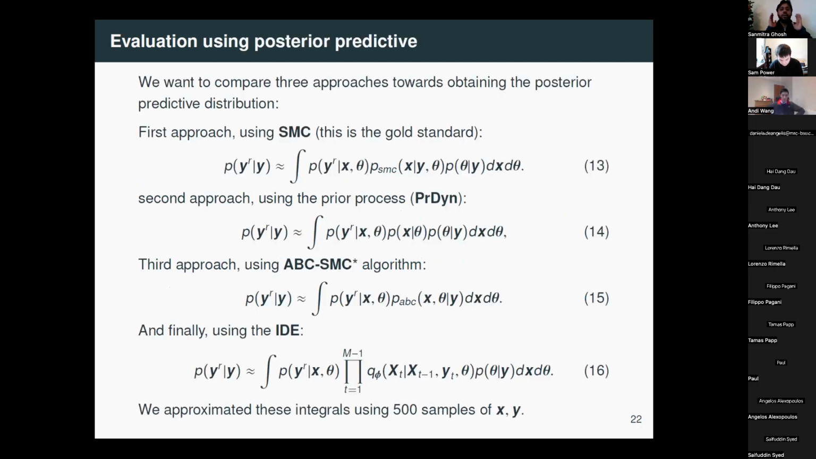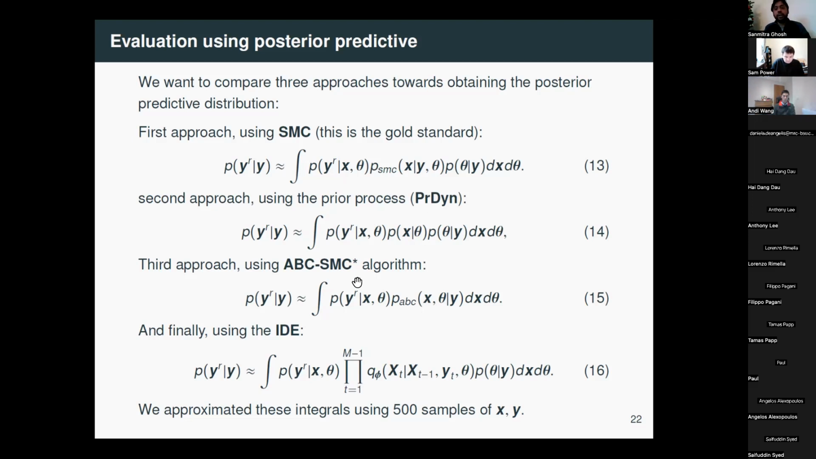All right. So what we are comparing for the posterior predictive testing is that the first strategy, you get your P theta of Y given by NLFI, then you run SMC. And this is the gold standard, because SMC given enough particles is going to get the true posterior of X. The second approach is basically what we are only left with in current NLFI methods, what I call prior dynamics. You simulate X from your prior and then generate the posterior prediction.